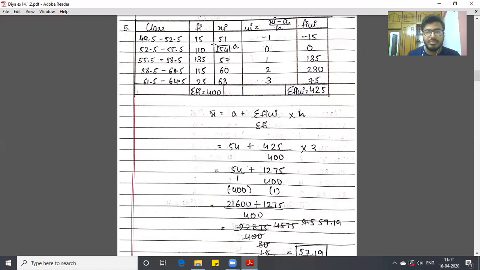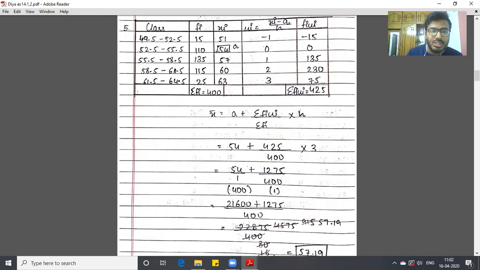Now after this we are calculating the ui. So in ui, xi minus a upon h. Whatever value of a we took, in front of it will come 0, and above that will come -1, below that will come 1, 2 and 3, okay. Directly getting it. Now here, finding the value of h is very important.